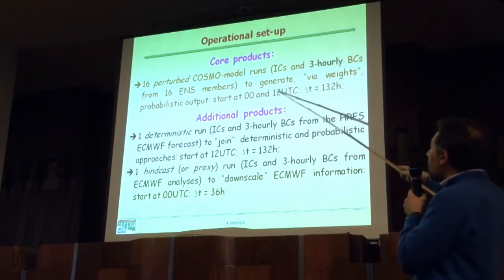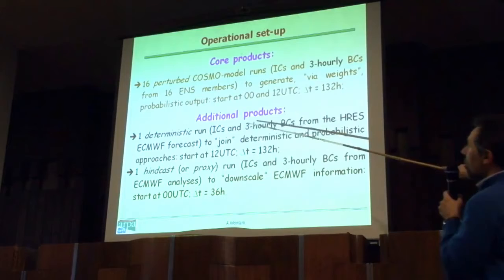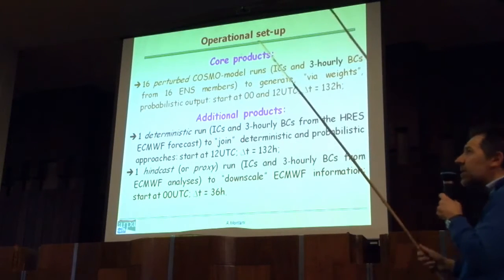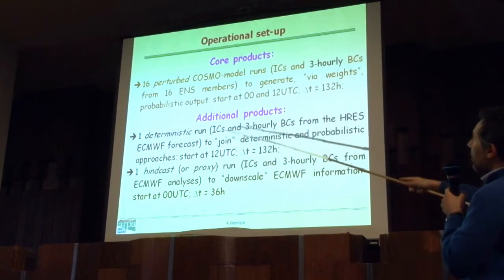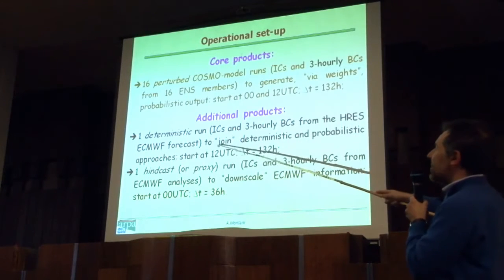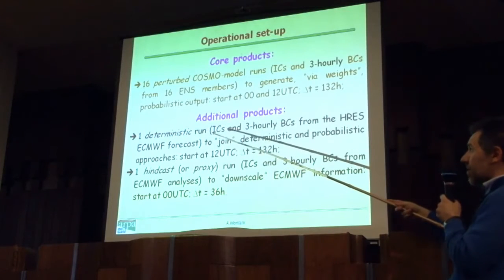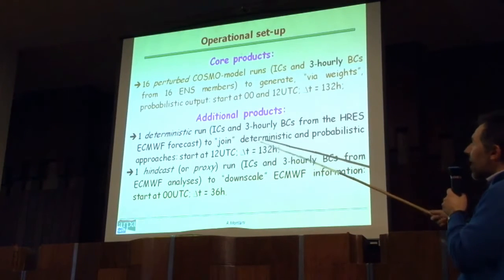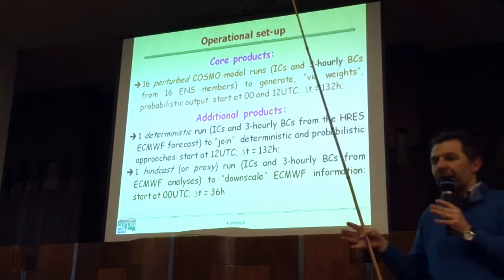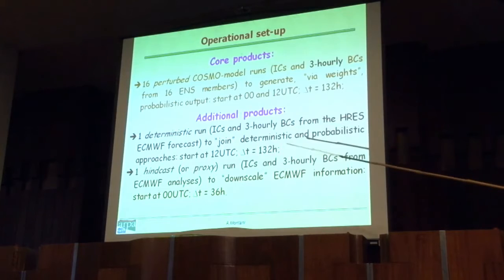We start at 0Z and 12Z, and the forecast range is 132 hours. In addition to that, we also have one deterministic run, or Roberto would say one single run, which is nested on the high resolution ECMWF forecast. This is not a run which enters the probability products. It is a run which helps us understand when the ensemble and the deterministic go for two different solutions.